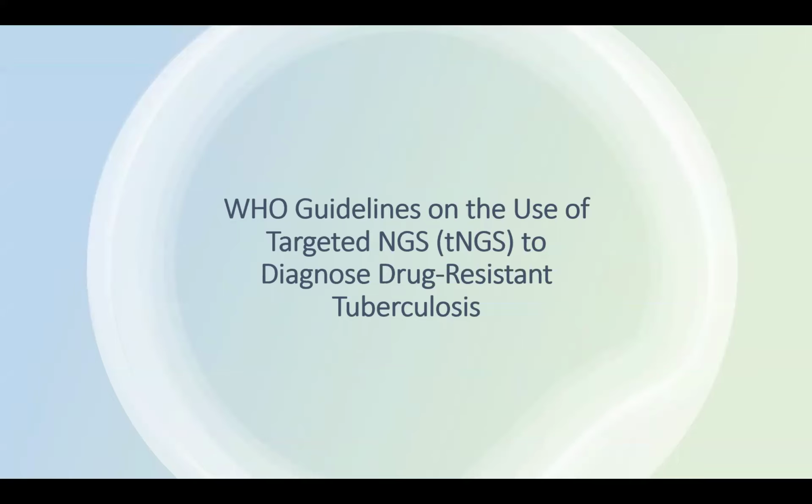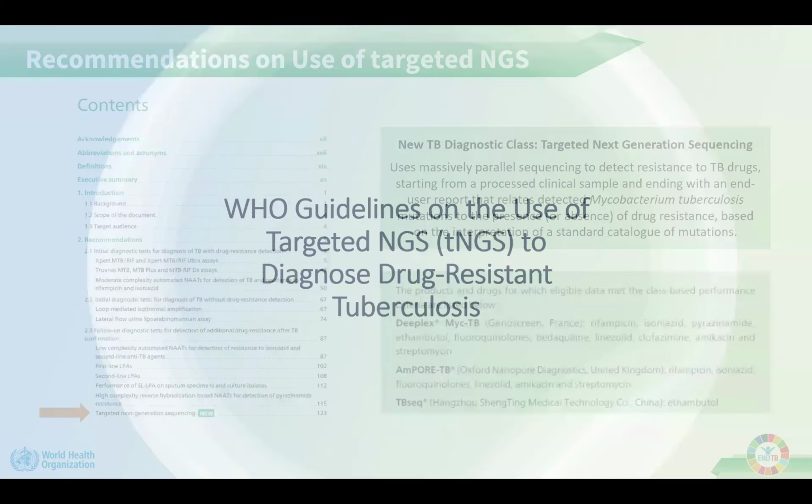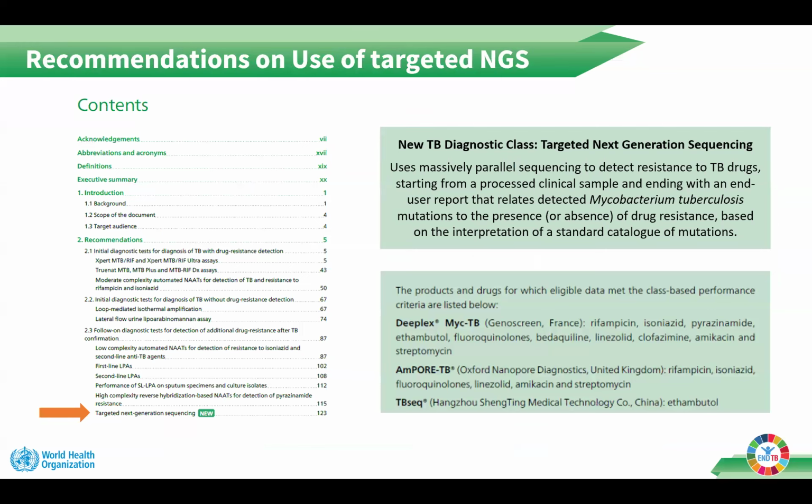So within the latest guidelines, we have recommendations on the use of targeted NGS to diagnose drug-resistant TB. These are included in a specific class-based section where a new diagnostic class of targeted next-generation sequencing solutions was established. These are defined as using massive parallel sequencing to detect resistance to TB drugs, starting from a processed clinical sample and ending with an end-user report that relates Mycobacterium tuberculosis mutations to the presence or absence of drug resistance based on the interpretation of a standard catalog of mutations.